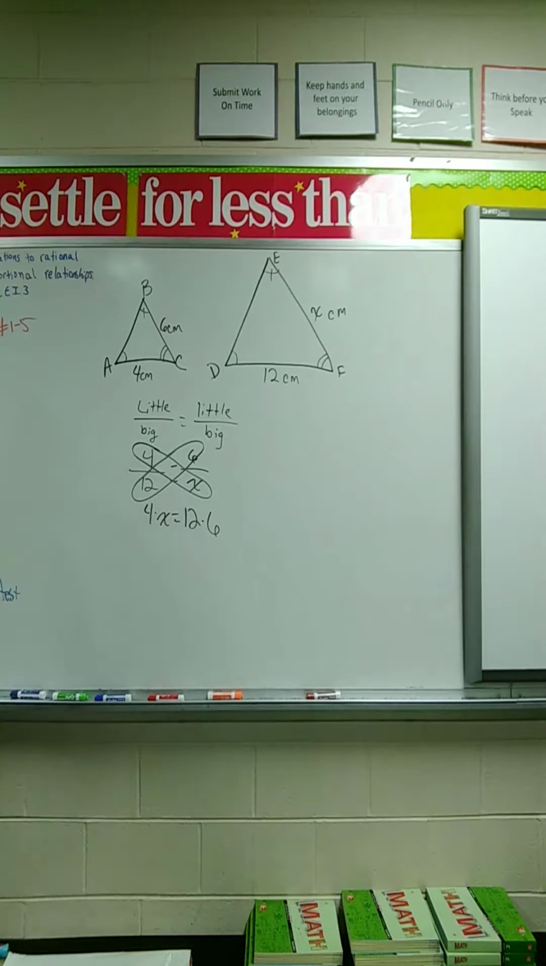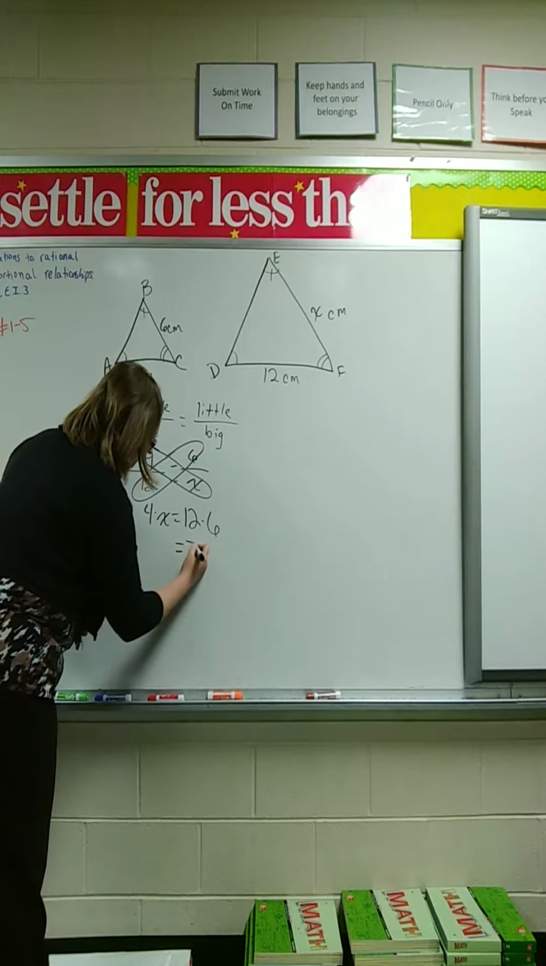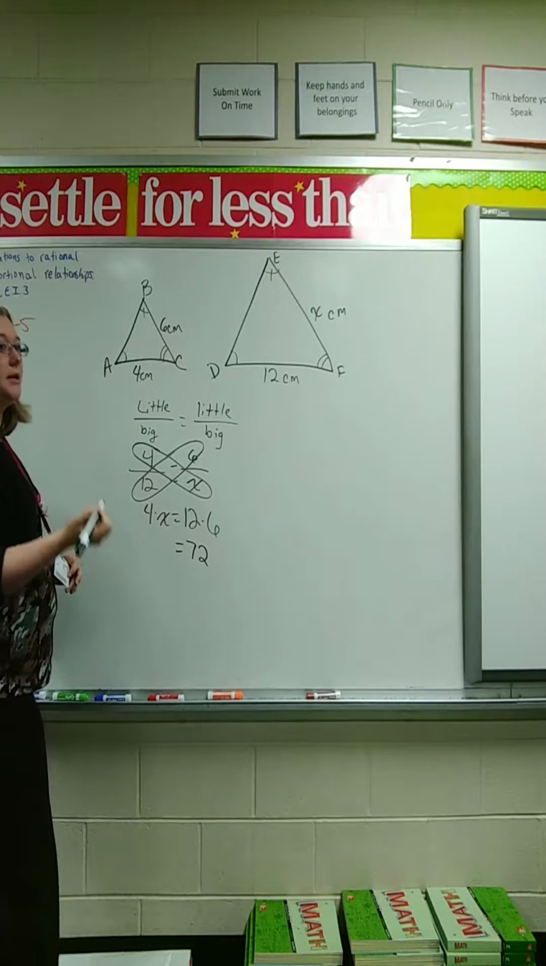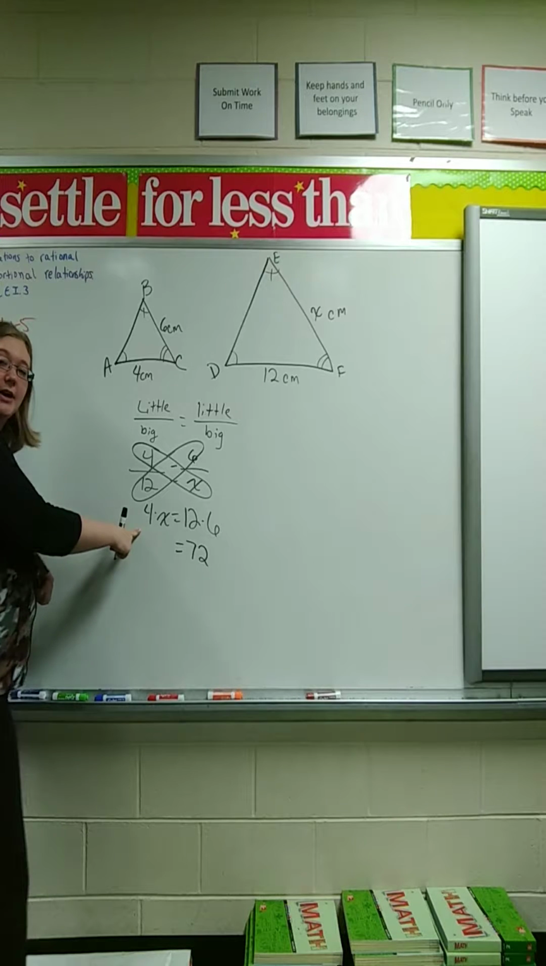What's 12 times 6? 72. 4 times x simplifies to be? 4x.